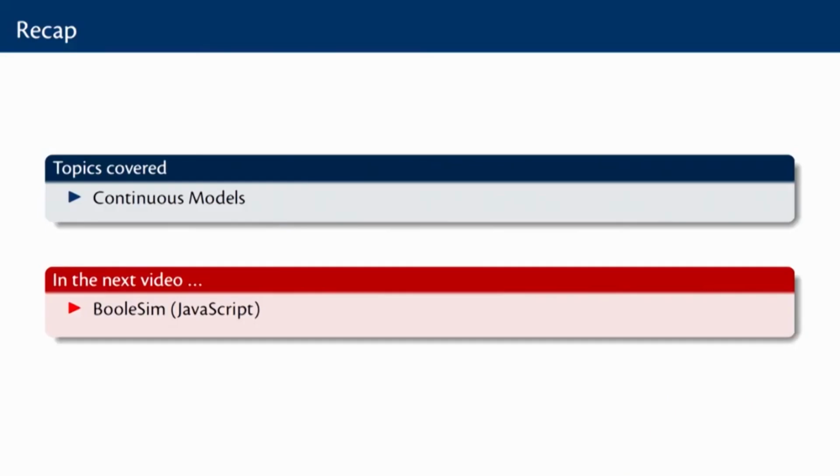So, in this video I hope you got a good overview of continuous models and also a nice summary of the different kinds of models that one can use for modeling gene regulation, and when one likes to use them, and what are the kind of efforts involved in modeling, and what are the kind of outputs you get from the model and so on. In the next video we will do a lab wherein we use this simple JavaScript based tool called BoolSim to simulate a Boolean network, a simple Boolean network.